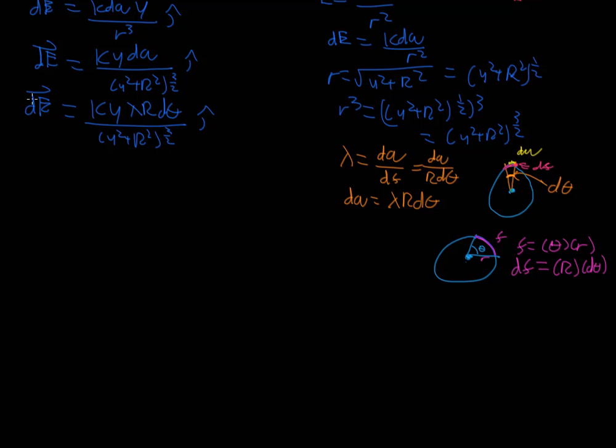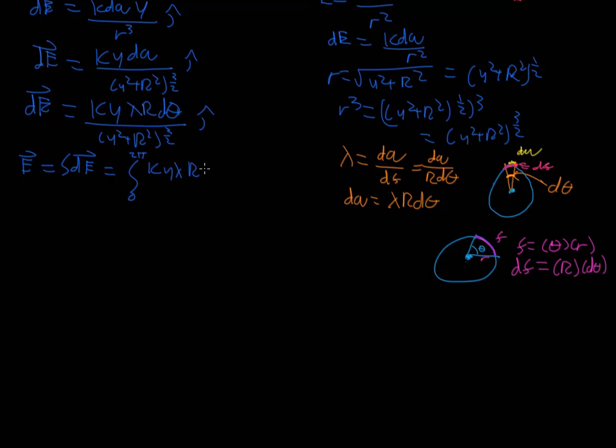So now we want to integrate this. Our net E, you could say, is equal to the integral of all the dE's. And so where are we integrating from? Now we're integrating with respect to theta. So how do you integrate around the entire circle? Well, you go from 0 to 2 pi for theta.